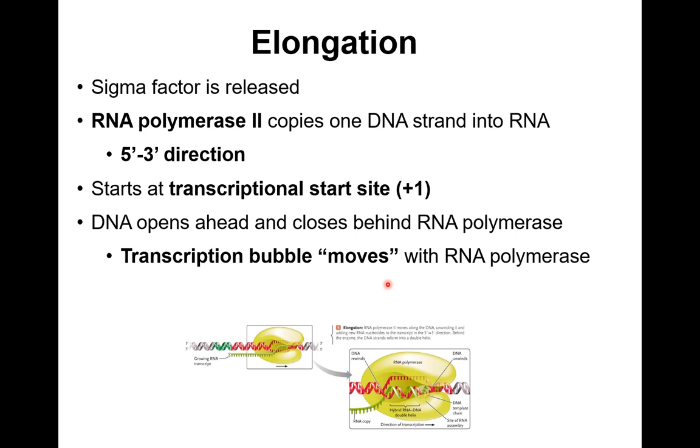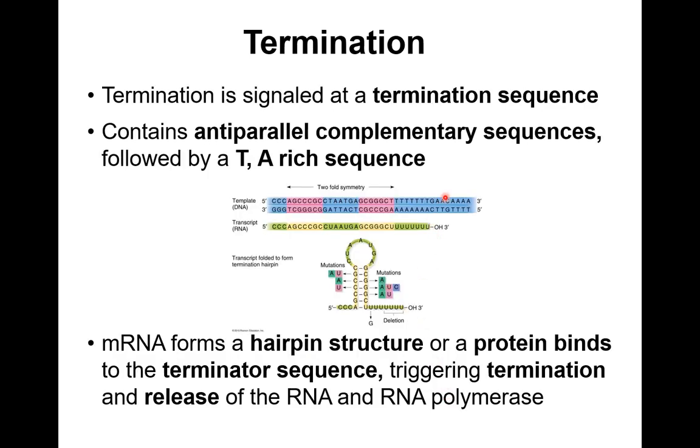Okay. This keeps going. So RNA polymerase is reading the 3' to 5' DNA template, one nucleotide at a time, adding one ribonucleotide at a time in the 5' to 3' direction, complementary to the DNA strand. And this keeps going until it reaches a termination sequence.